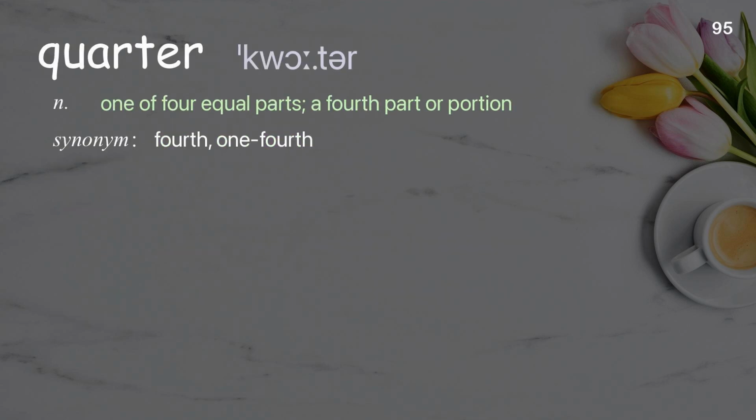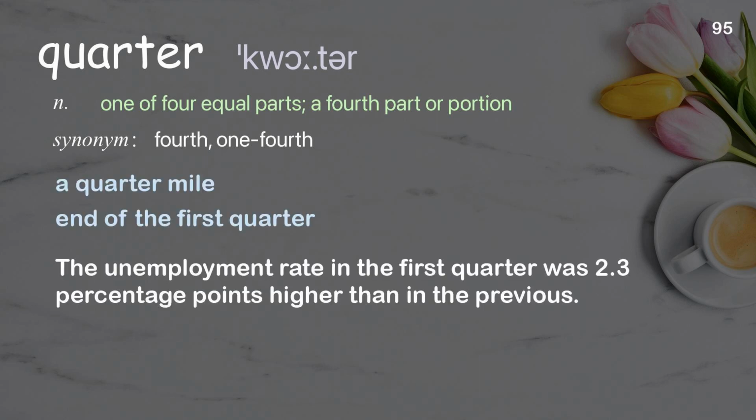Quarter. One of 4 equal parts, a fourth part or portion. Examples: A quarter mile. End of the first quarter. The unemployment rate in the first quarter was 2.3 percentage points higher than in the previous.